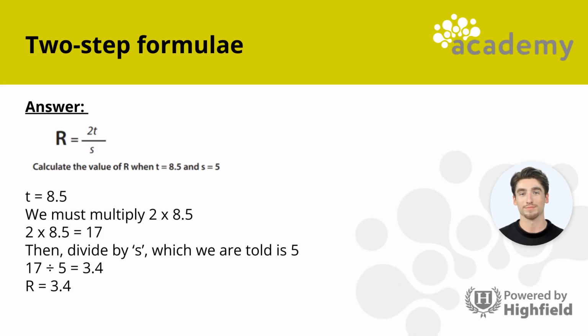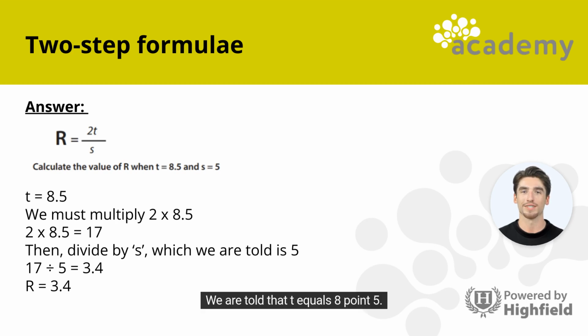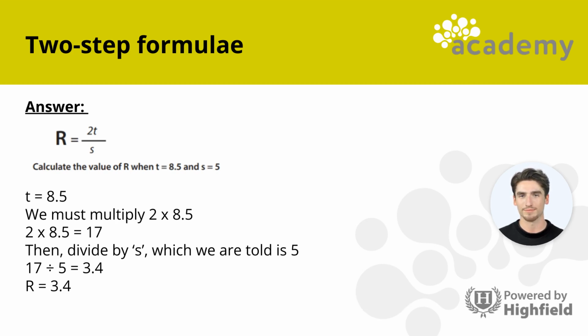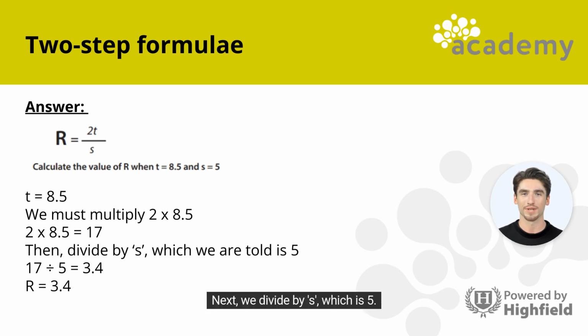Let's check the answer. Here we have 2t. We are told that t equals 8.5. Therefore, we must multiply 2 by 8.5. This equals 17. Next, we divide by s, which is 5. 17 divided by 5 equals 3.4. So, r equals 3.4.